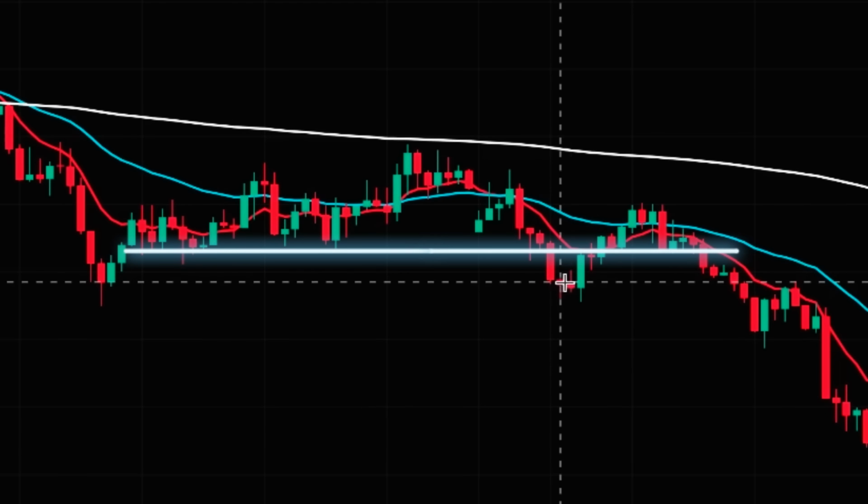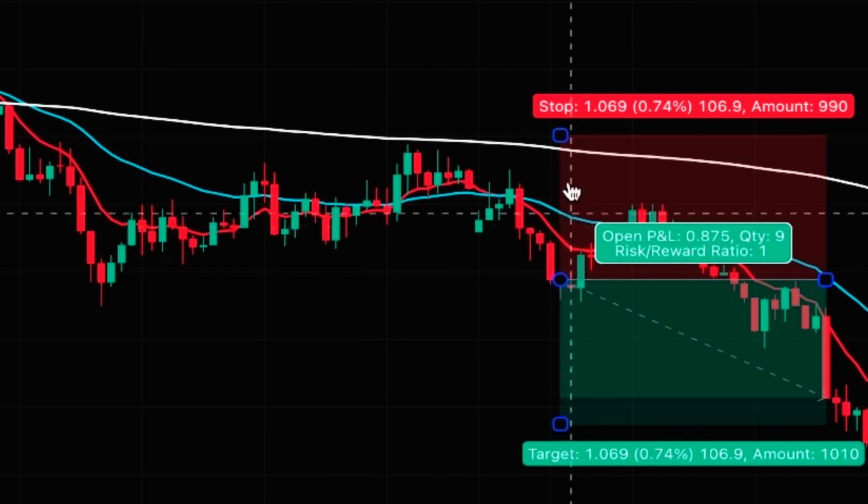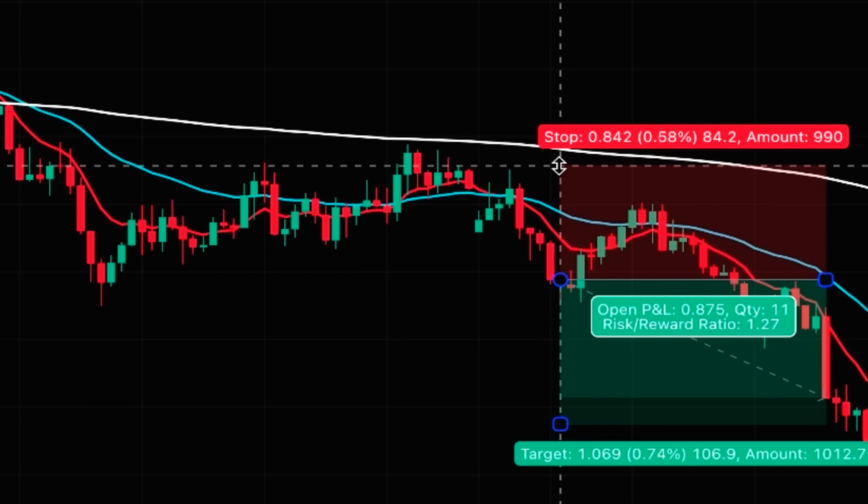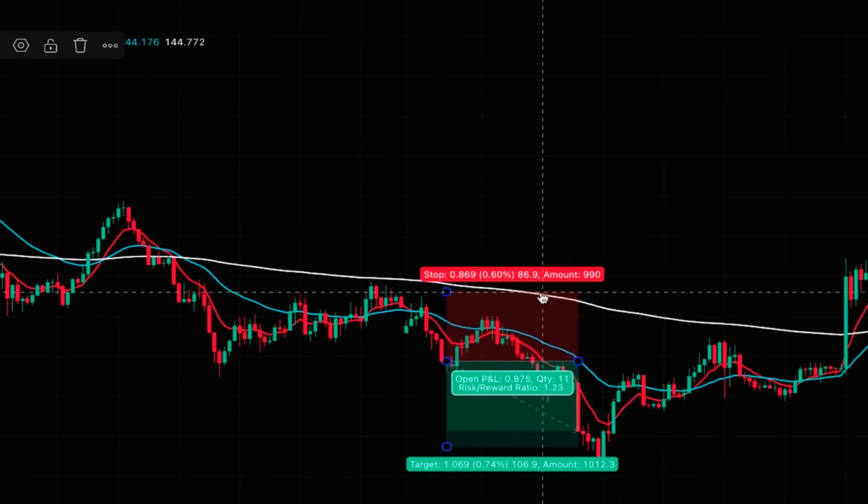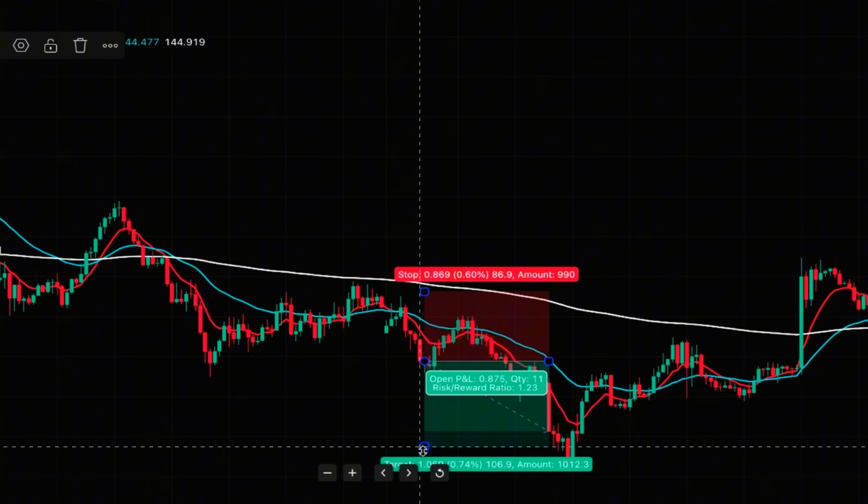So in practice, we could enter a short position at this point with the stop loss above the blue EMA or above the previous swing high and profit target at 1.5 risk to reward ratio.